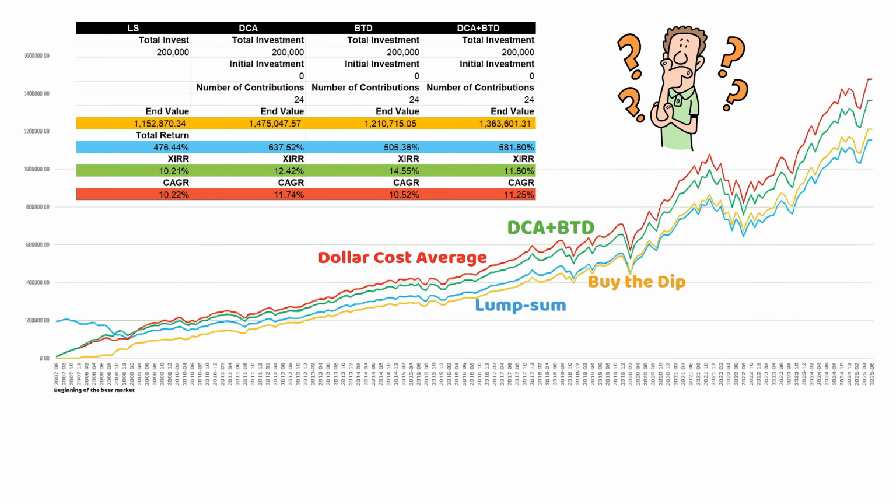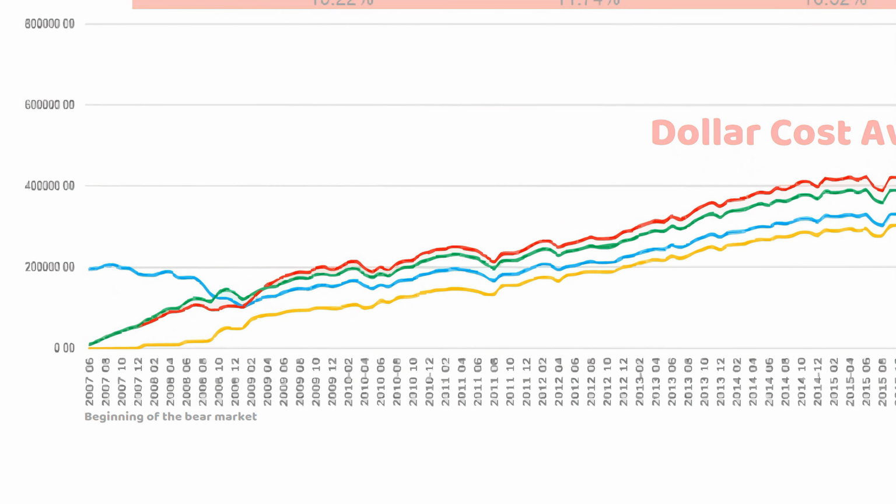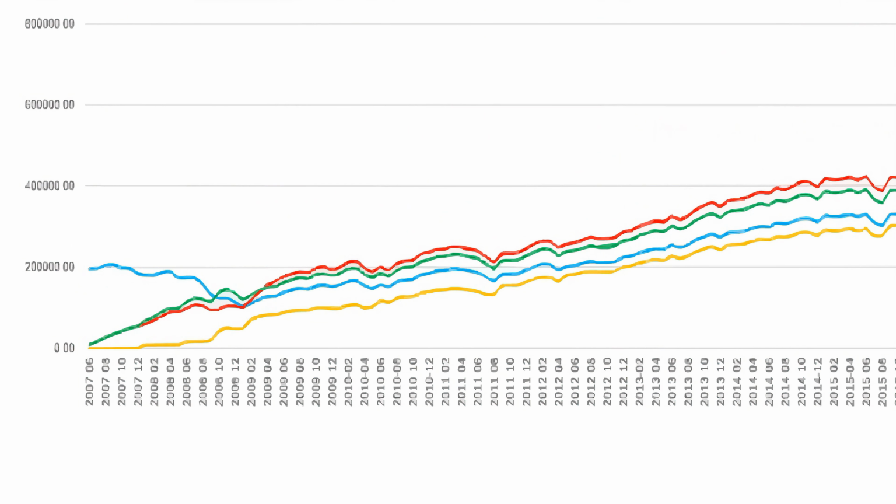Does that mean DCA is definitively the best strategy? Not necessarily. Let's dive deeper to understand why. From the chart, in a bear market entry scenario, the green line, the DCA plus BTD strategy, grows the fastest initially. This method combines monthly investing with opportunistic buying. So during the early bear market, you make the most contributions, boosting early net asset growth.